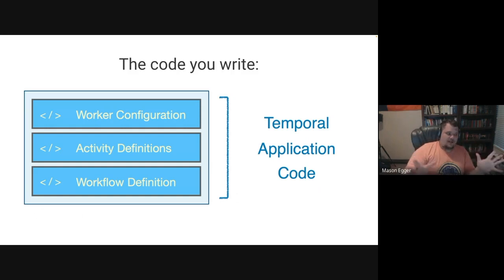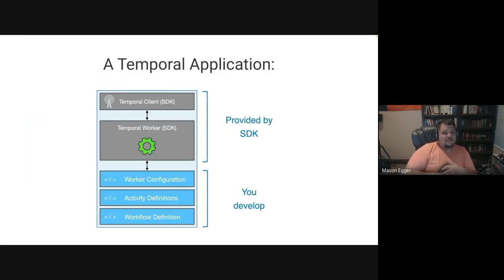Okay, so that was a lot. Let's go ahead and talk about the code that you write. So all of that together, there's the worker configuration, which is how your code is run, the workflow definition, and the activity definitions. We call this the Temporal application code. This is the code that you as the developer write. We then have the Temporal application, which is all the other stuff that comes on top of it.